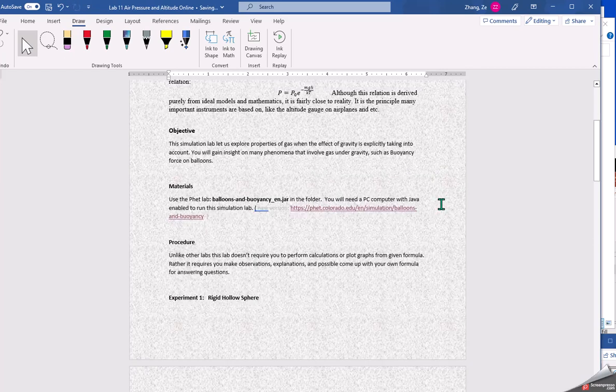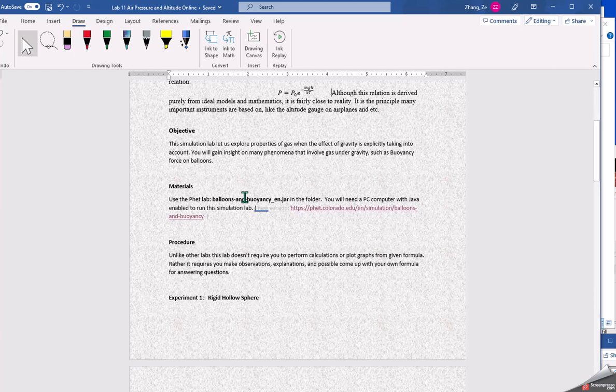The objective of this lab, this simulation, is to let us explore the properties of gas when the effect of gravity is explicitly taken into account. Our object is a balloon in a chamber, which also simulates gravity. You will gain insight into many phenomena involving gas, gravity, and the buoyancy force on balloons. What are we going to use?